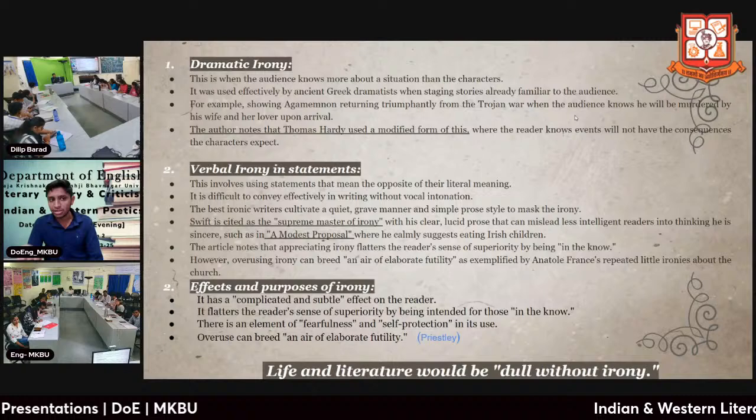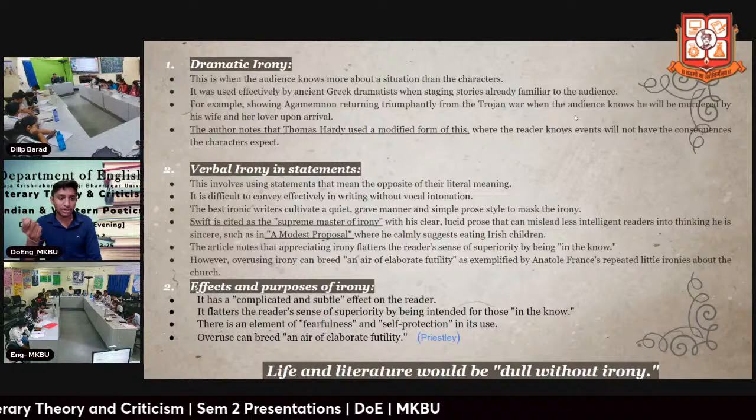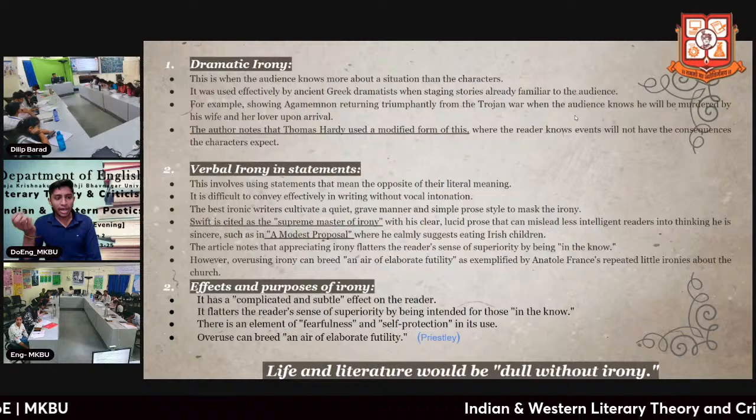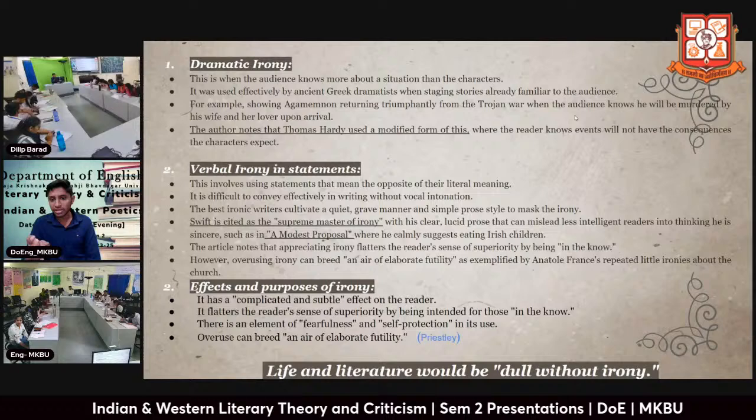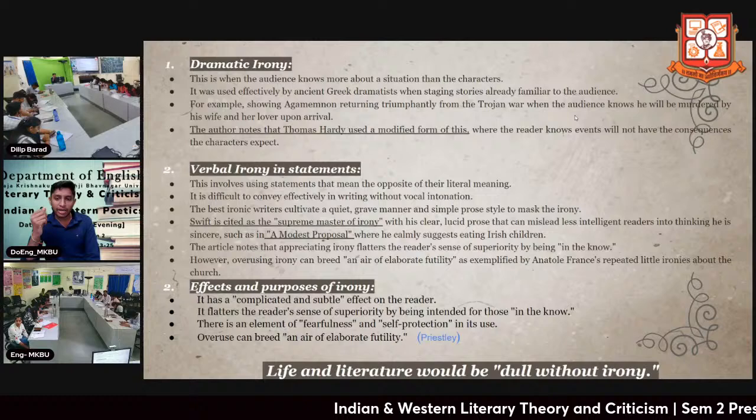Verbal irony is a statement that involves using words to mean the opposite of the literal meaning. It's difficult to convey effectively in writing without vocal information. And the best ironic writer cultivates a grave manner and simple prose style to mask the irony. Swift is cited as the supreme master of irony, with his clever, lucid prose that can mislead even the intelligent reader into thinking he is sincere, as in A Modest Proposal, where he calmly suggests eating Irish children.